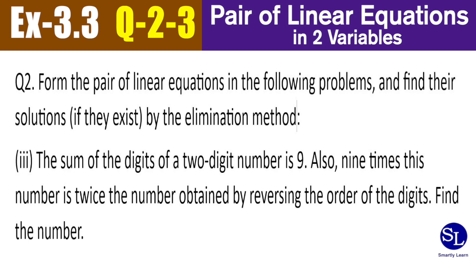The sum of the digits of a two-digit number is 9. Also, 9 times this number is twice the number obtained by reversing the order of the digits. Find the number. So first you need to define a two-digit number.